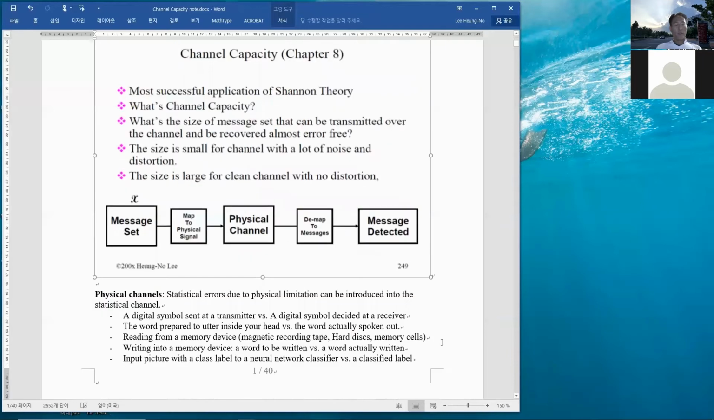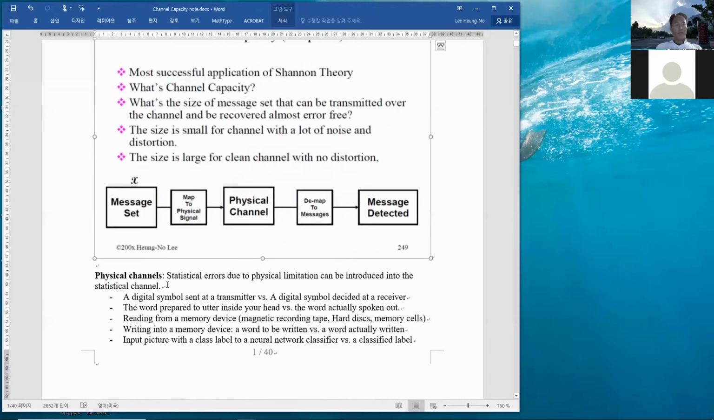So what are the physical channels? Basically, statistical errors due to physical limitations can be introduced into the statistical channel. So physical channels can be represented as a statistical channel.